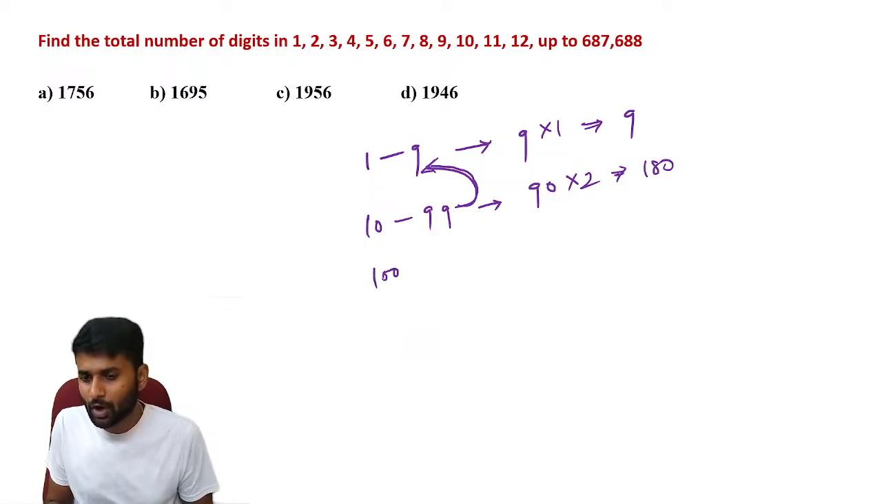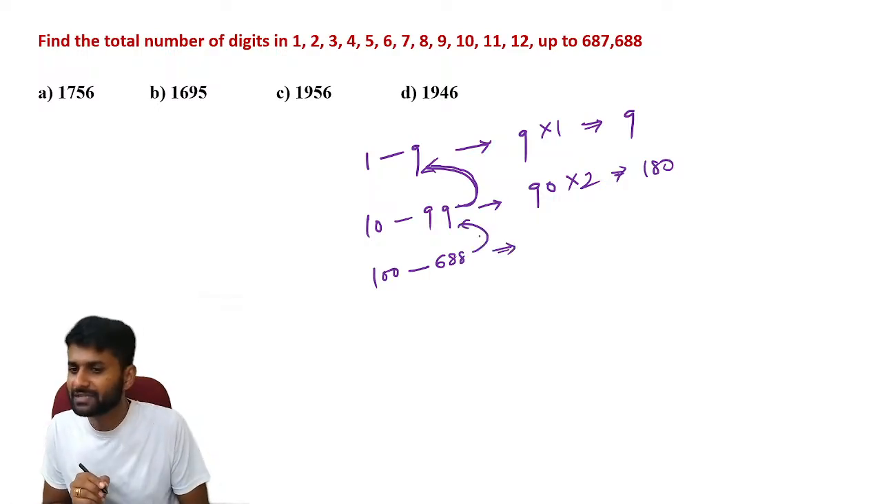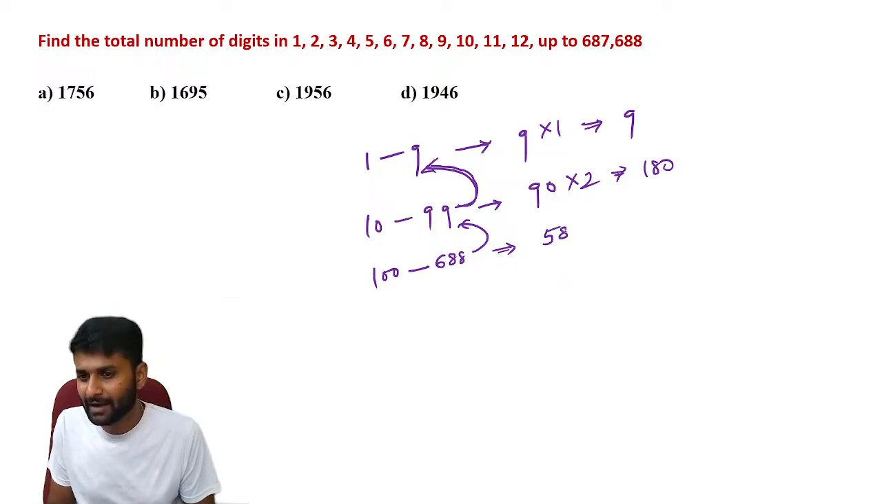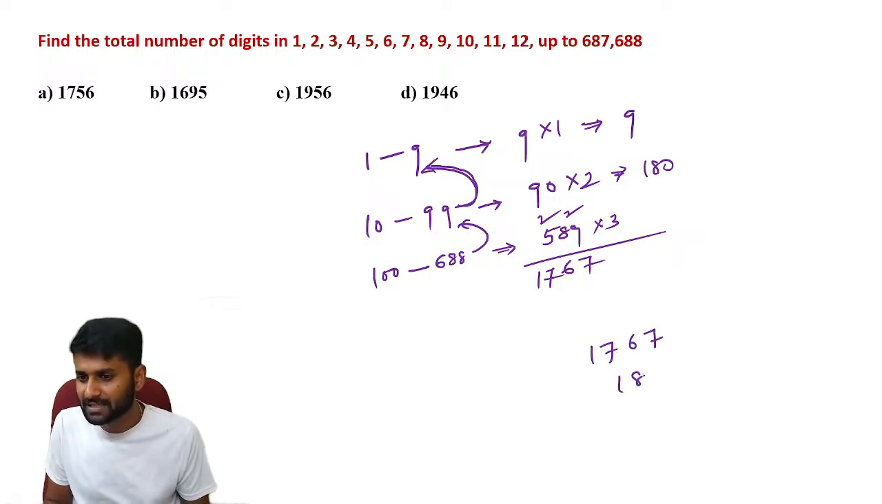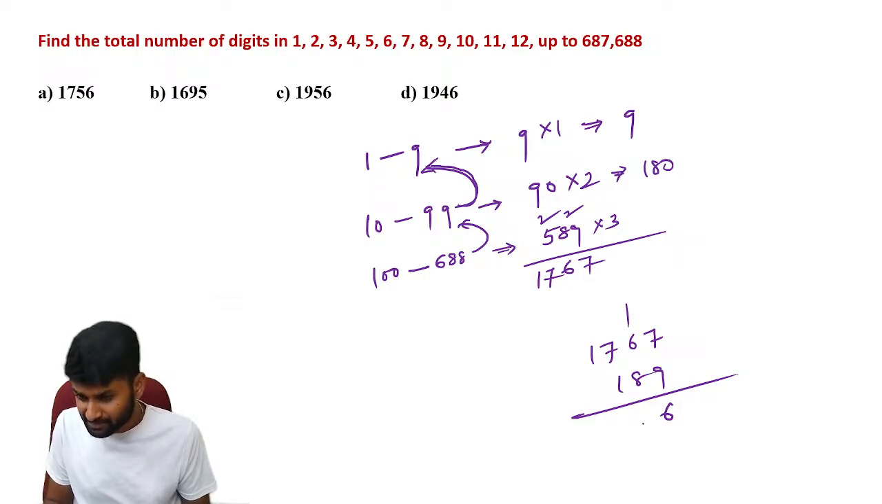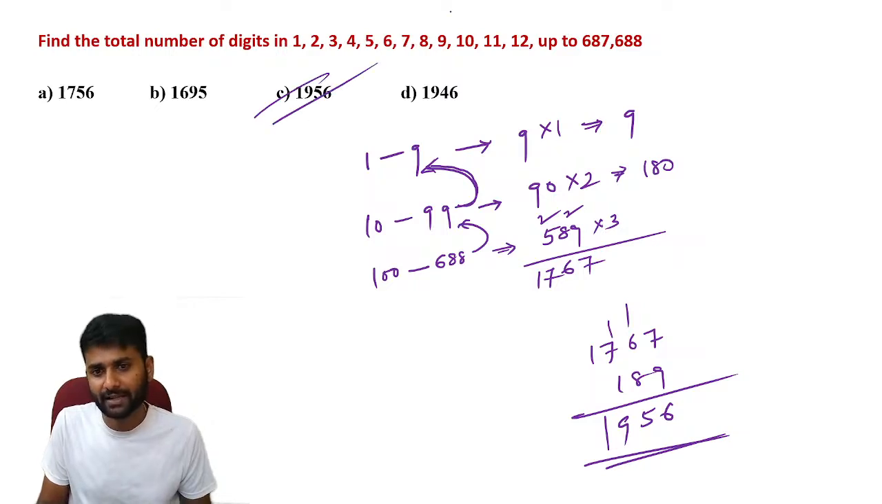Now we have to identify how many 3 digit numbers there are, from 100 to 688. Just subtract 99 from 688. Then it becomes 589, and all of them are 3 digit numbers. Now see the further calculation: 9 times 3 is 27, 8 times 3 is 24, 24 plus 2 is equal to 26, and 5 times 3 is 15, 15 plus 2 is equal to 17. Finally, the total number of digits is exactly 1956.